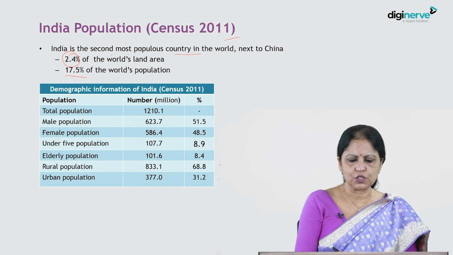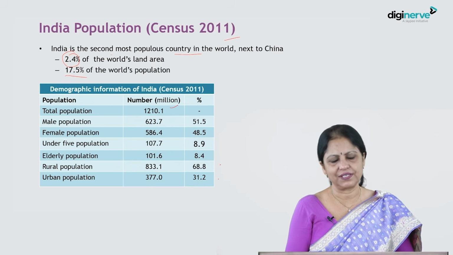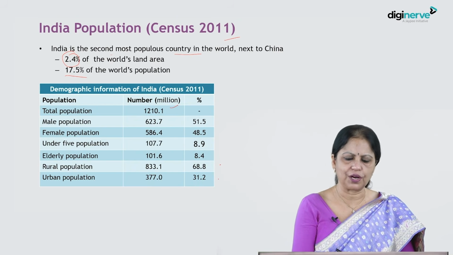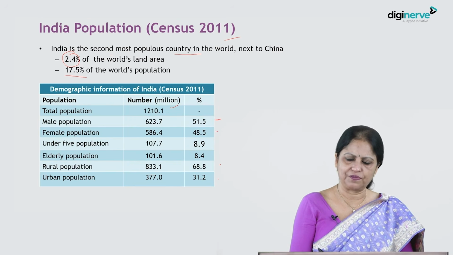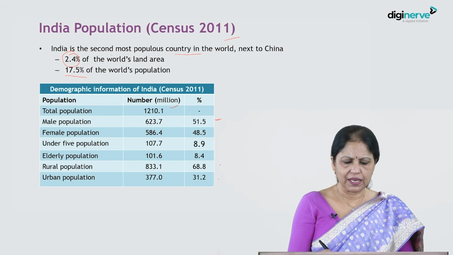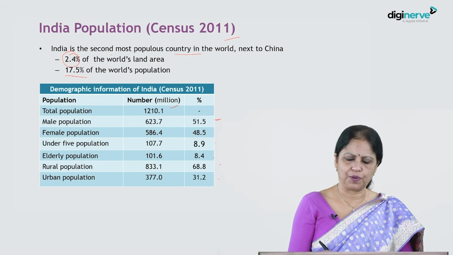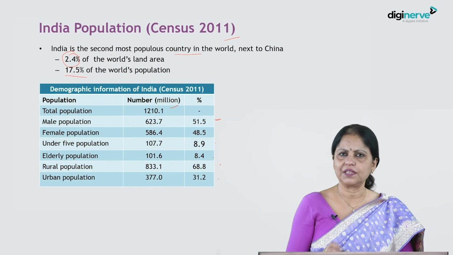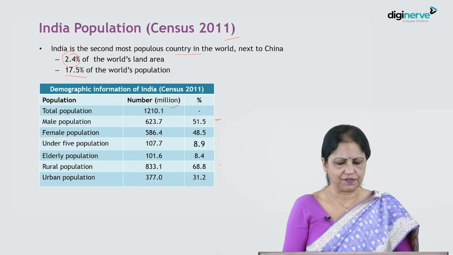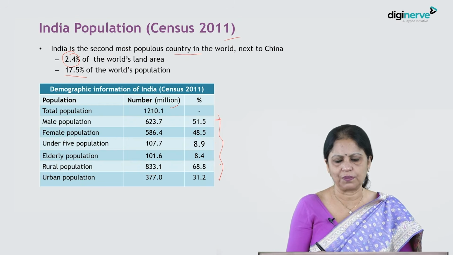This is the total population as per the 2011 census, that is 1210.1 million population, and male, female, these are the percentages: 51.5% male and 48.5% female. Then 8.9 under 5, elderly is 8.4. Rural population and urban population are 68.8 and 31.2% respectively. Here you need to remember this because this may come in your MCQ for entrance exam.